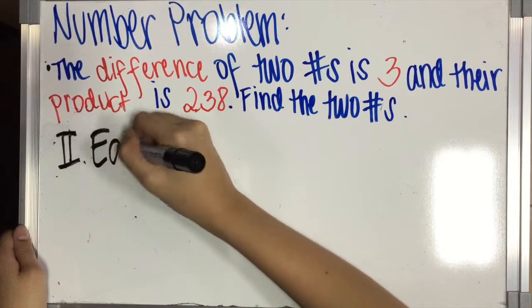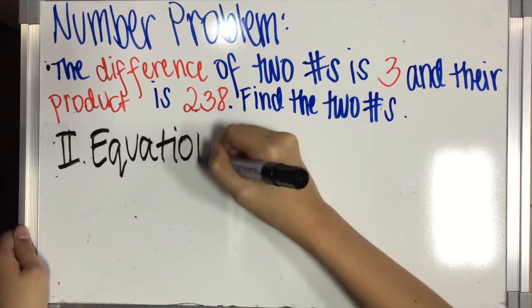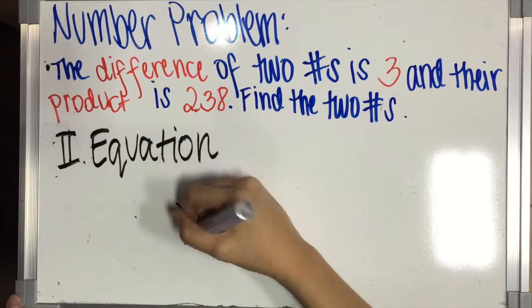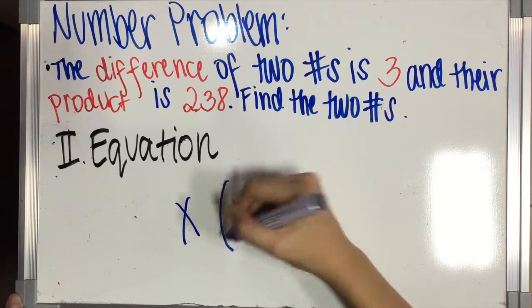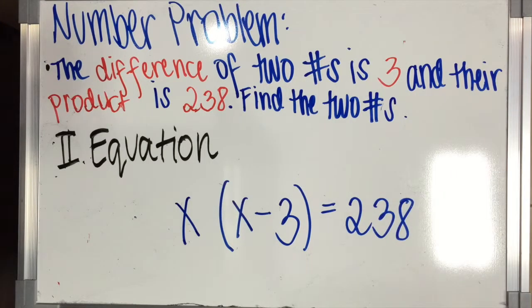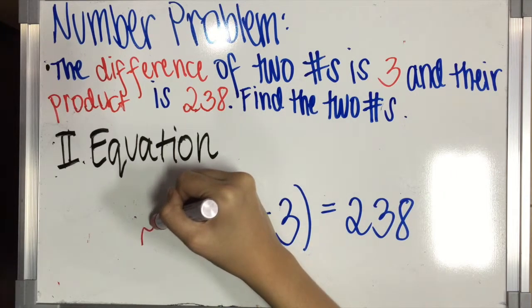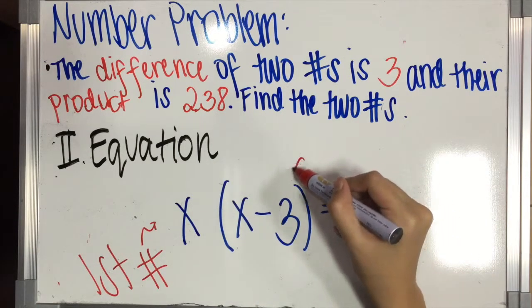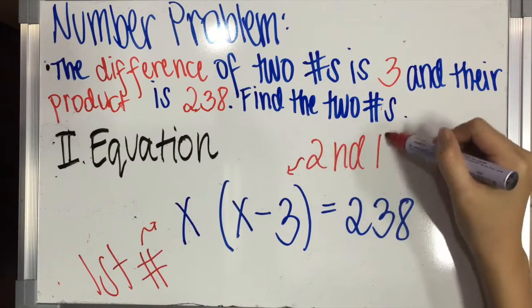Second step is equation. Since we are trying to form a quadratic equation with only one variable, the equation should be x times x minus 3 equal to 238, because 238 is the product of the first number and the second number.